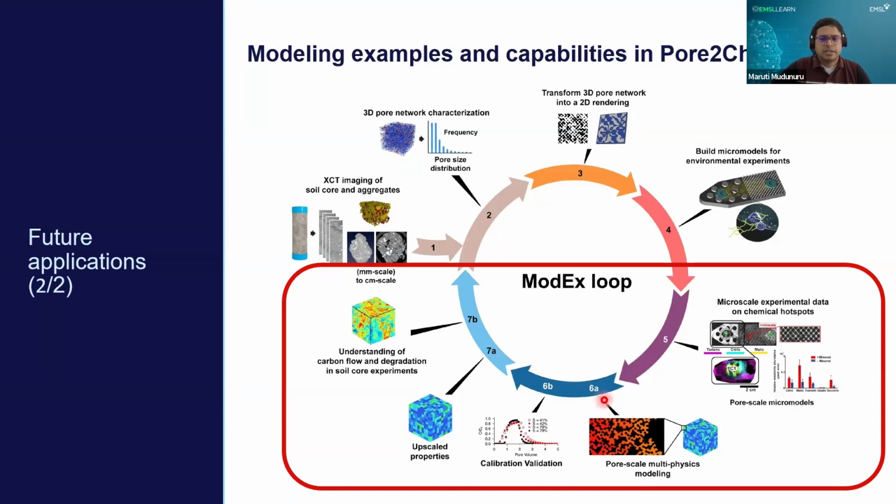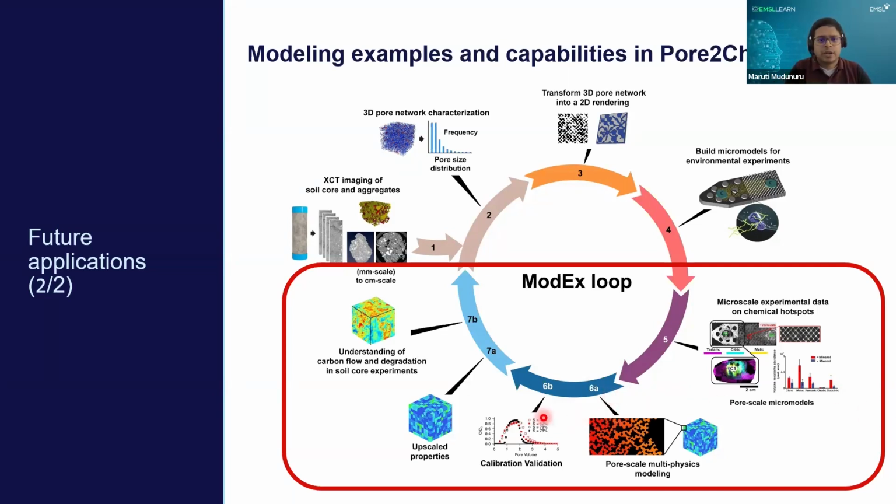In this multiphysics modeling, we model fluid flow, specifically the carbon flow, heat transfer, and the chemical reactions within the porous media. These multiphysics porous models help us in understanding the predictive behavior of soil carbon cycling under different environmental conditions. That is the objective of step 6A.